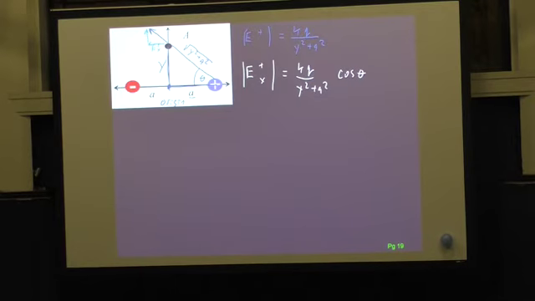cosine of the angle theta. This angle here will be the same as the one down here, so I want to go through and find that angle theta. What is cosine of theta? I'll do SOHCAHTOA, and so it's a divided by h. From this I get kQ over y squared plus a squared.